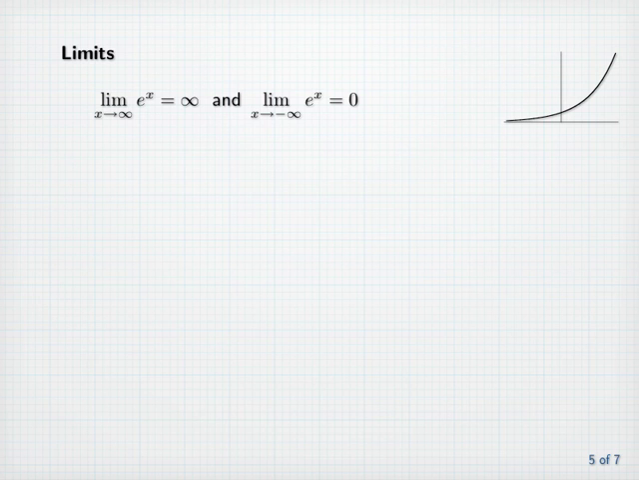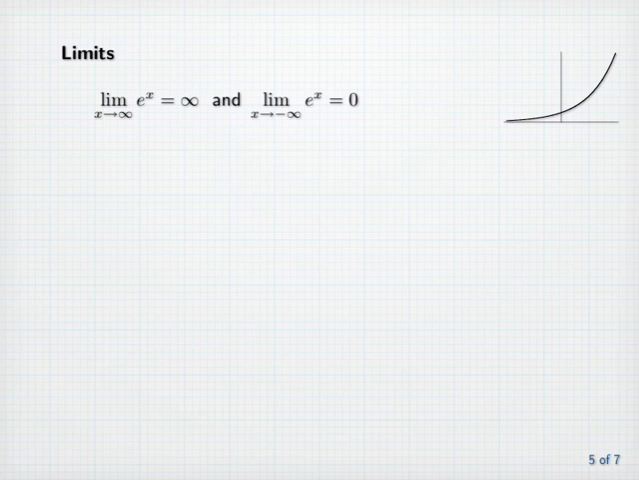Limits. Since the number e is greater than 1, it's clear that the limit as x approaches infinity of e to the x is equal to plus infinity, and that the limit as x approaches minus infinity of e to the x is equal to 0. These limits describe the fact that the x-axis is a horizontal asymptote for the graph of e to the x in the negative direction, and there is no horizontal asymptote in the positive direction.